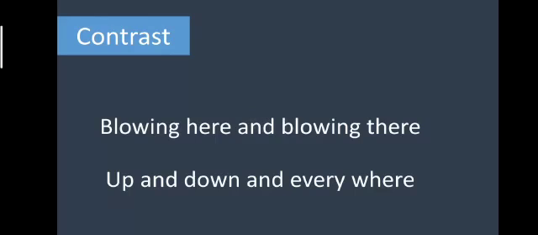Okay, so let's talk first about the contrast. And the contrast is the figurative language in which the poet uses words and their opposites to make the meaning clear. For example, blowing here and blowing there. So we have the word here and the word there. They are opposites. So the poet used them to make the meaning clear.